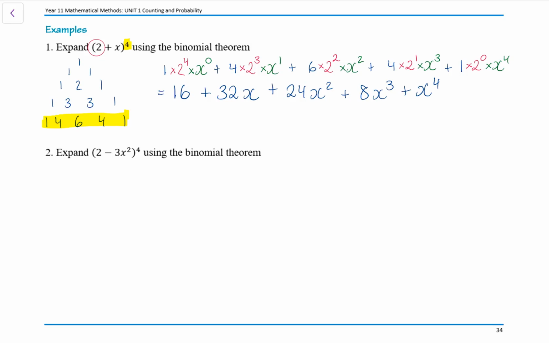and that is now expanded. One that's a little bit more complicated, we're still doing to the power of 4, so we still have those same coefficients. So 1, 4, 6, 4, 1. So we've got 2, so times by 2 all the way along. Start at your highest power and go down. Then move to your next thing, which is the minus 3x squared. So you got minus 3x squared.